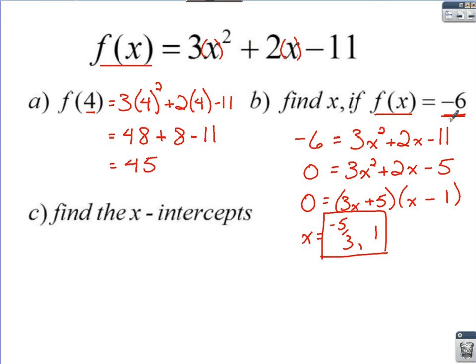So, part C here, kind of continuing our review: finding the x-intercepts. When we're finding x-intercepts, we have to set a certain value equal to 0 within the function. That certain value would be whatever corresponds to the y idea. So f of x corresponds to the y idea. I'm going to take f of x out and put 0 in, because that means y would be 0 then. I'm going to set that equal to the function 3x squared plus 2x minus 11.